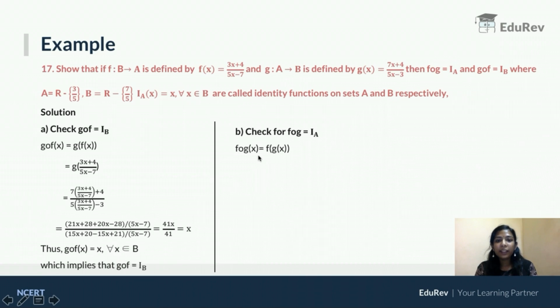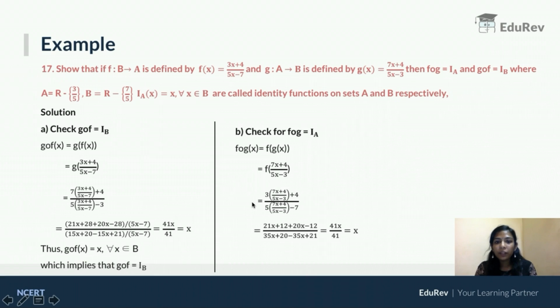What will be that? F circle G of x is f of G of x. I am replacing the G of x value with its original value, that is f of 7x plus 4 by 5x minus 3. What is f of 7x plus 4 by 5x minus 3? Wherever x is there, I have to replace that with 7x plus 4 by 5x minus 3 in the equation. So what will happen? 3 into 7x plus 4 by 5x minus 3 plus 4 by 5 into 7x plus 4 by 5x minus 3 minus 7. Simply wherever x is there in the equation, I am replacing it with these terms.